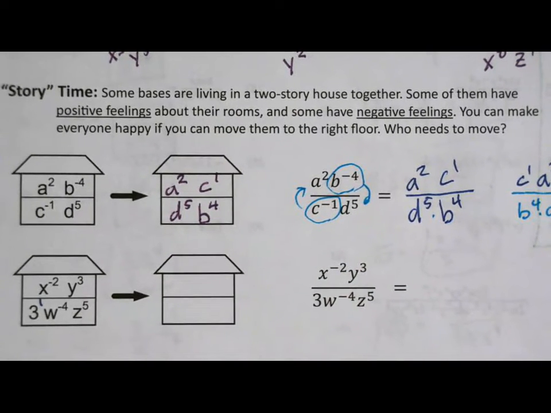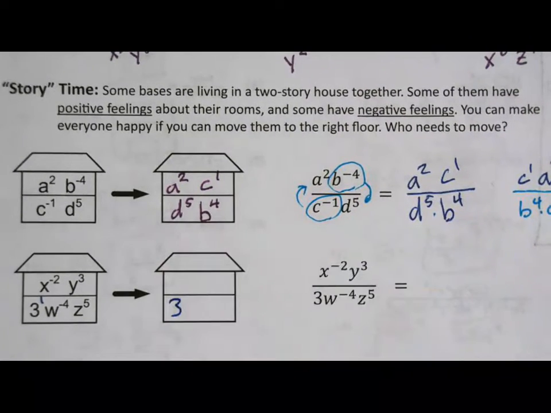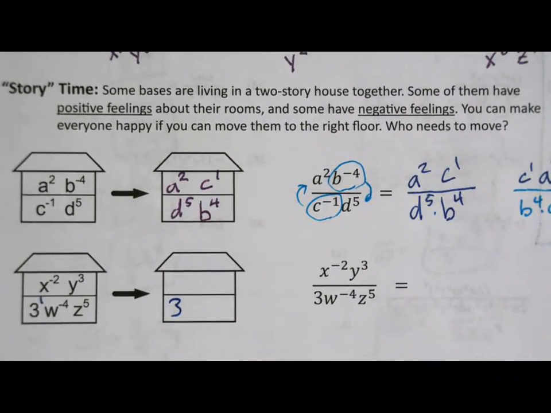Based on that, is the 3 happy where it is? Yeah. It's got a positive exponent, so it's happy. It's staying where it is. See if you can figure out where everybody else goes.